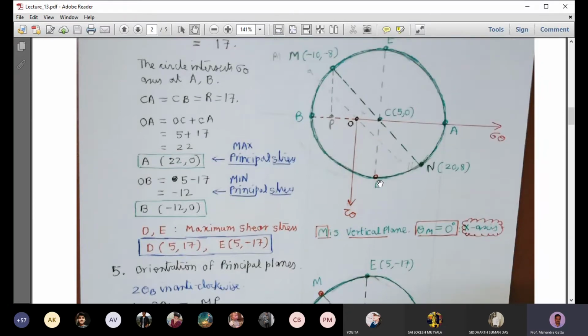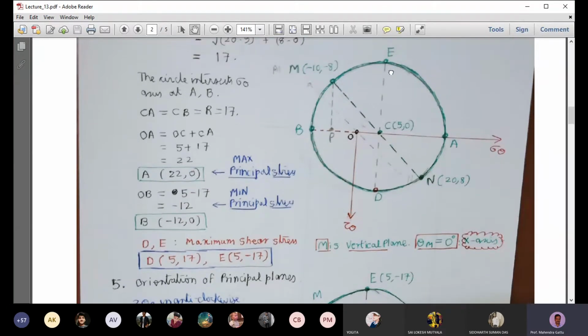You can also get the coordinates for the maximum shear stress, which is occurring at points D and E. The x coordinate of C and D are the same, so we'll have 5, and the y coordinate will be the radius, which is 17. And for point E, the x coordinate is again 5 and the radius is 17, so the y coordinate will be minus 17.